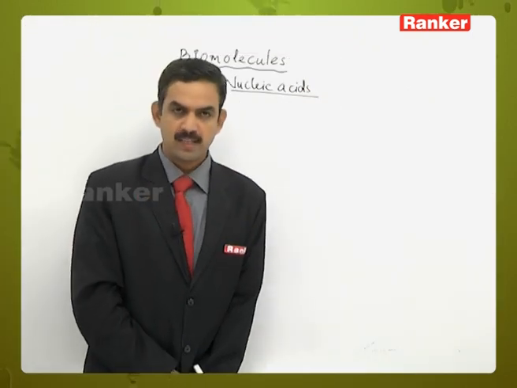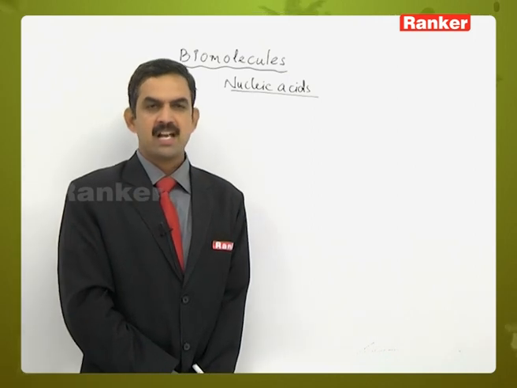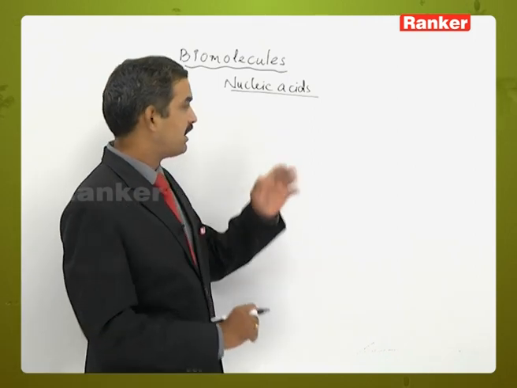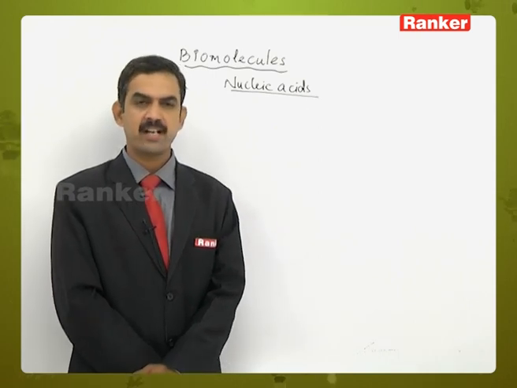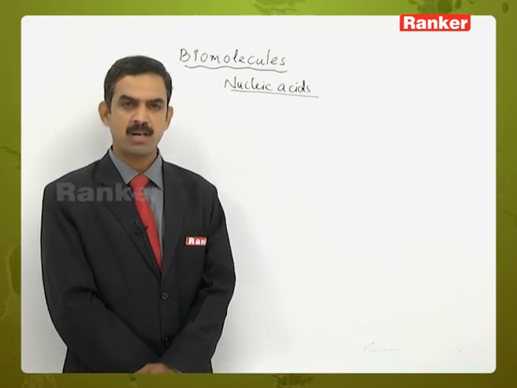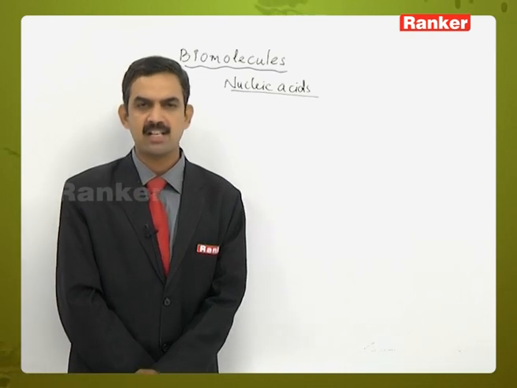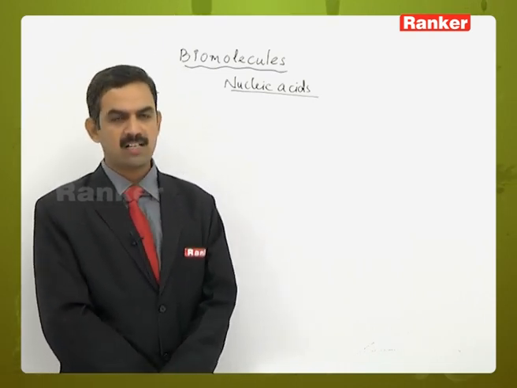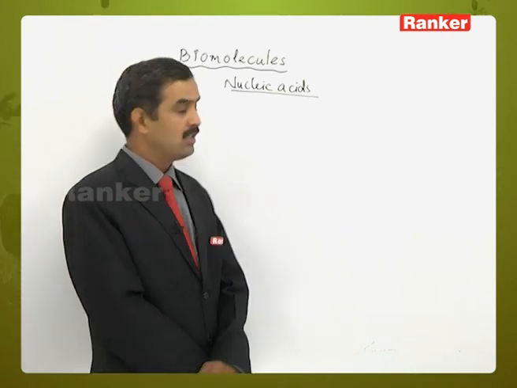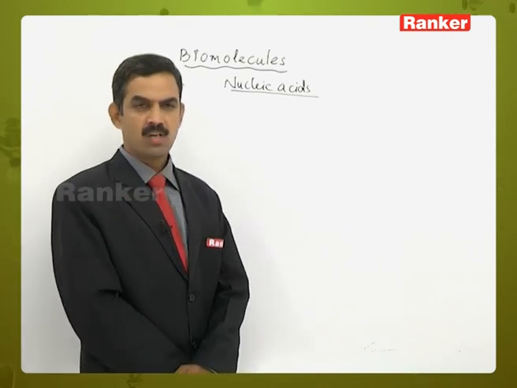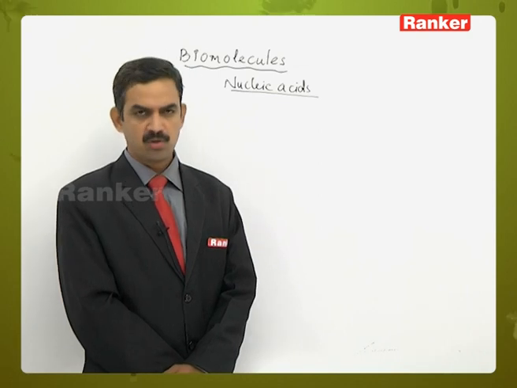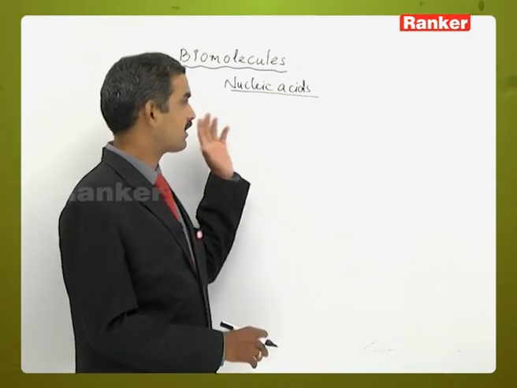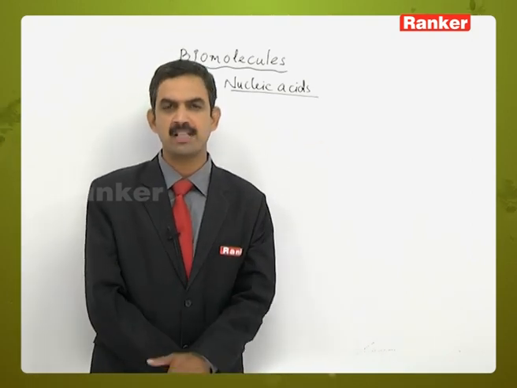So what are nucleic acids? The DNA and RNA. DNA acts as a genetic material, and in a few cases the RNA will also act as genetic material, but in general we say RNA is a non-genetic material. Those two are combinedly called nucleic acids. So before going to the two types of nucleic acids, let us first discuss the composition present in nucleic acids.